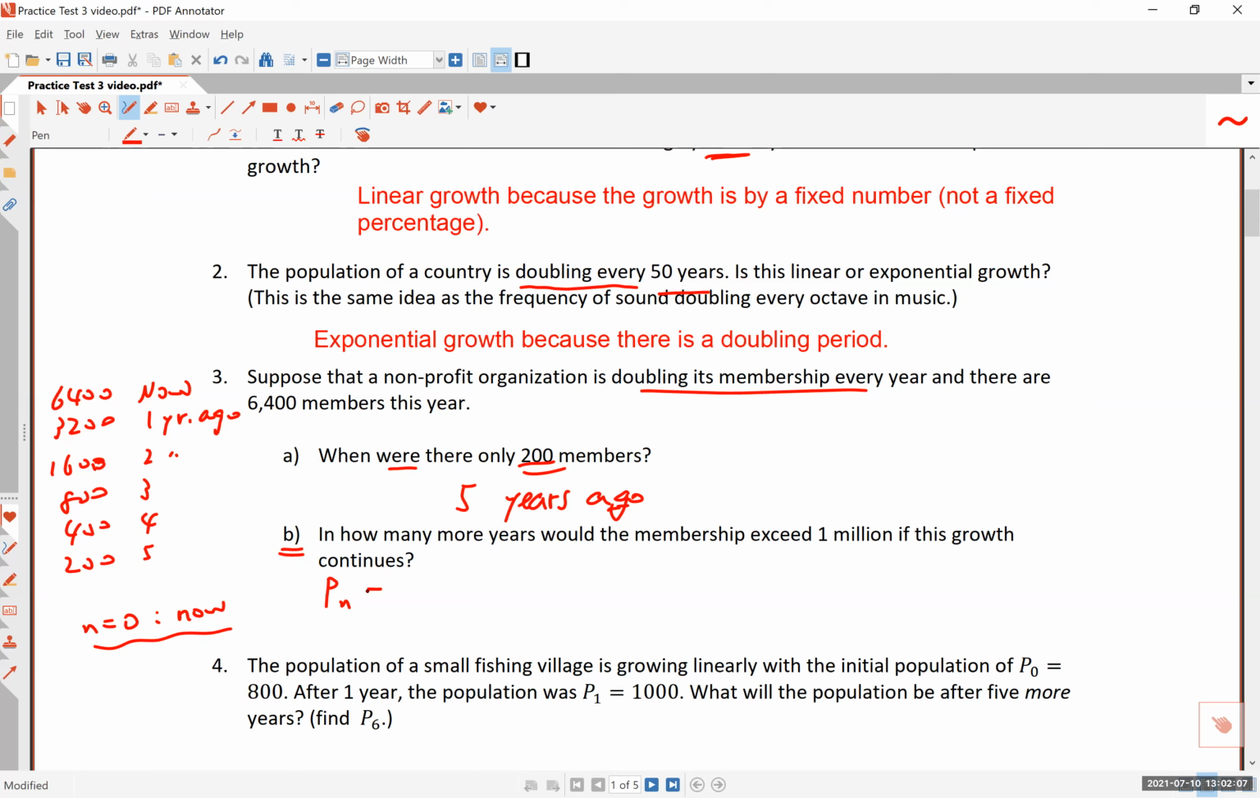Okay, so P sub n is, remember, you start with that initial condition. So the question is, how many people do you have now? How many members? And the answer is 6,400, right? And it's growing every year by doubling, right? So you take 2 to the nth power. So P sub 0, of course, 2 to the 0th power is 1. And so, of course, this is 6,400, which is the initial number, the current number. Next year, it'll be 6,400 times 2. The following year, it's going to be 6,400 times 2 squared, right? Every year, it doubles, right?